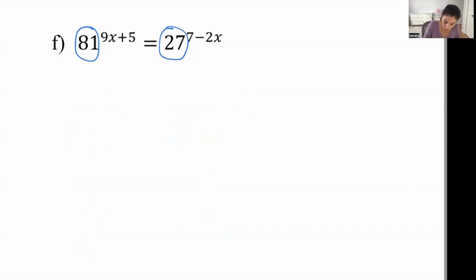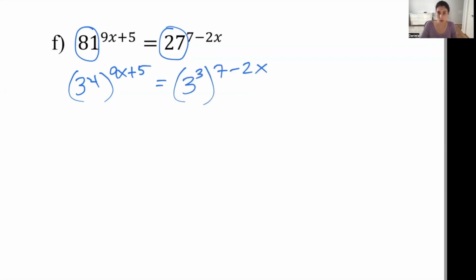Okay, so just make sure you put parentheses, right? So again, 81 is the same thing as 3 to the 4th, and then 9x plus 5. So I'm just making that substitution, and 3 to the 3rd would be 27. The parentheses are super important because we're going to end up distributing the 4. The reason is this is the power rule of exponents. When you have a power raised to a power, you multiply the exponents, okay? So we're going to distribute that 3 there as well.